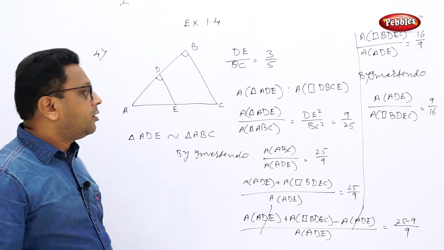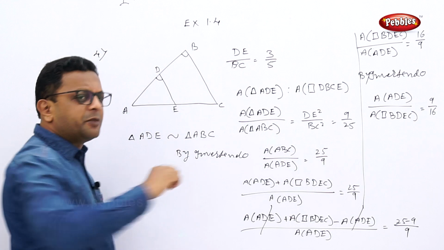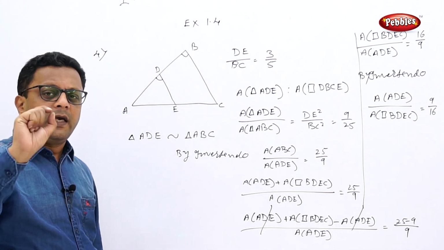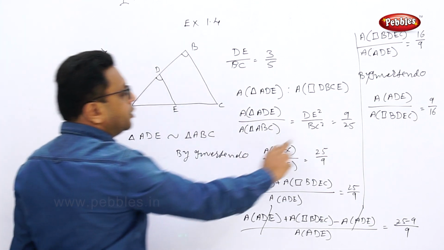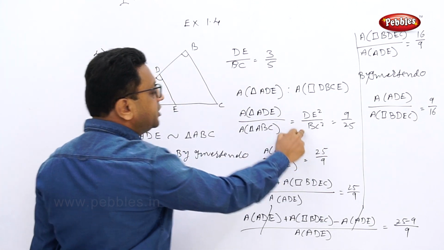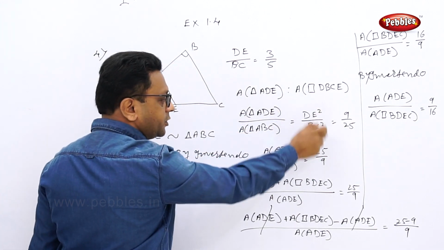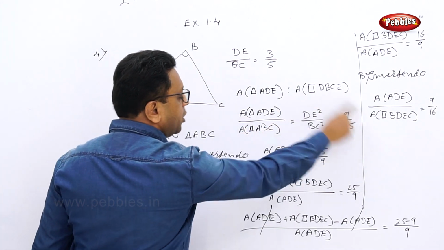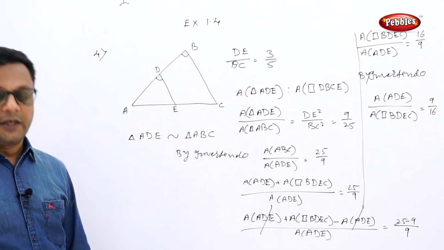So always remember, you can go by reverse engineering. When they have given this, that means definitely the areas are there in the ratio. So first write the corresponding areas. Once you have written DE upon BC, immediately write the area of ADB upon ABC, and then the square of this. So this expression you have got, and after that you go on reverse engineering the things.